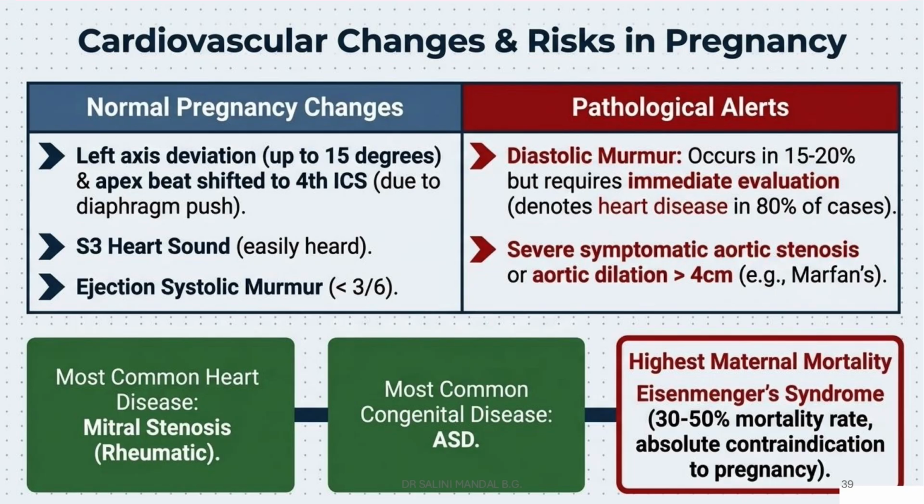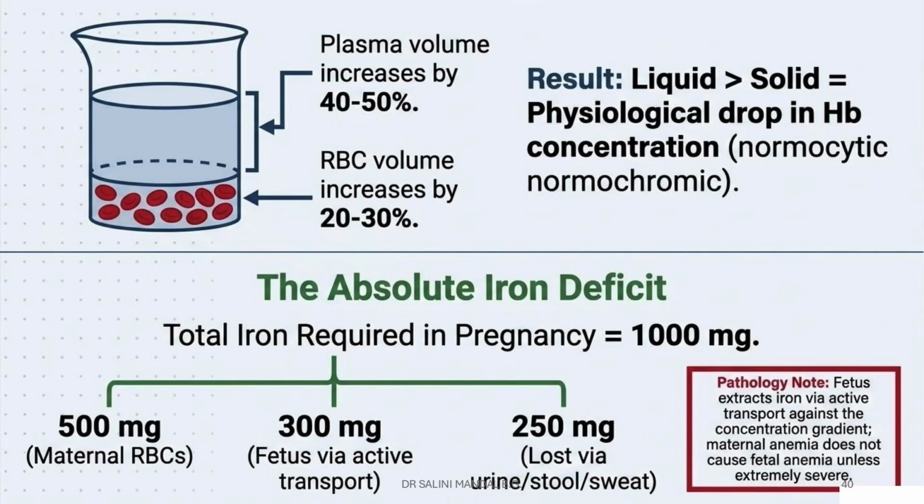So what is the most common heart condition? Mitral stenosis, which is rheumatic. The most common congenital disease is atrial septal defect. But which one has the highest maternal mortality? That is Eisenmenger syndrome. So remember that. Plus something about anemia.